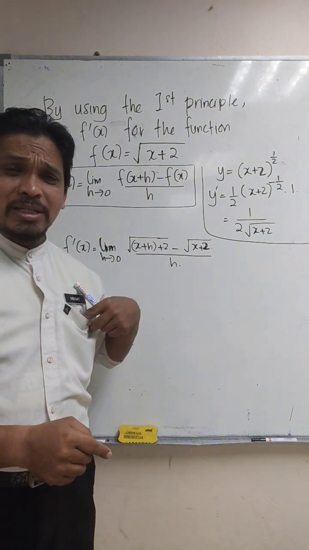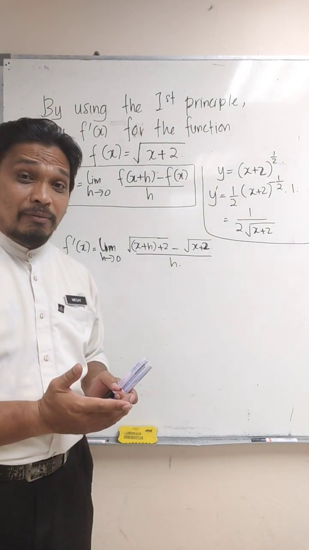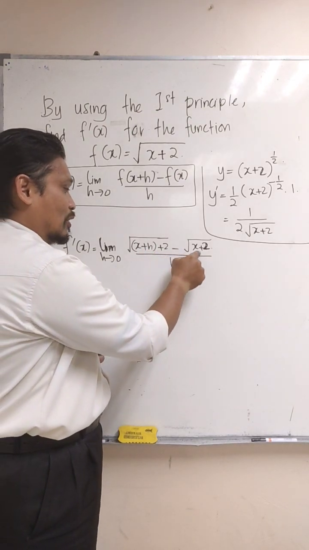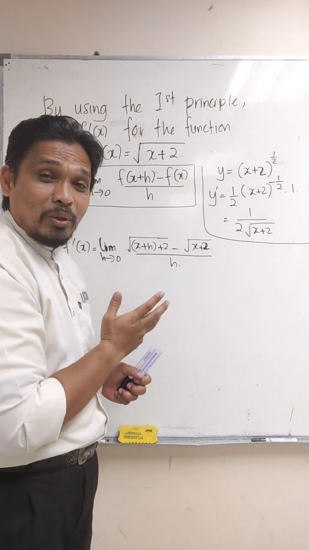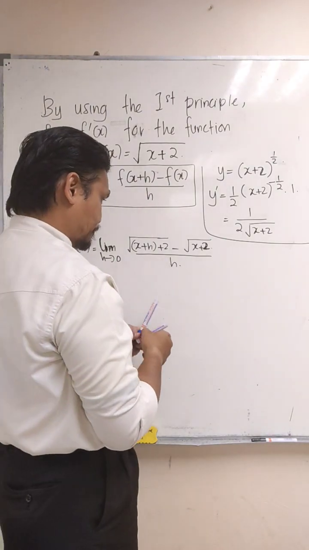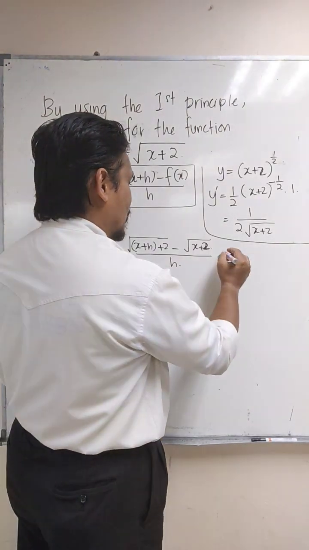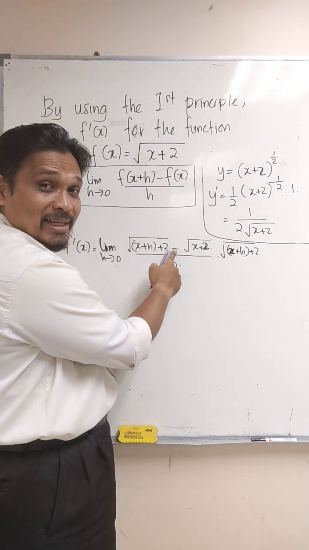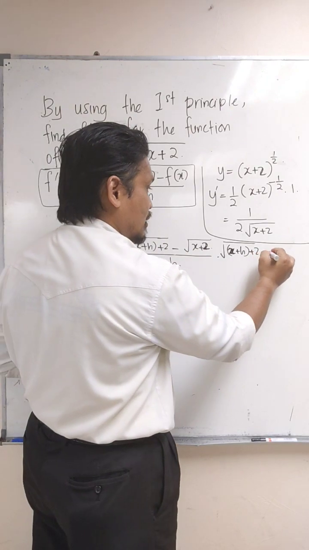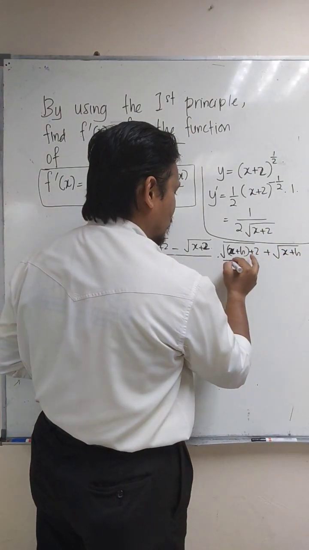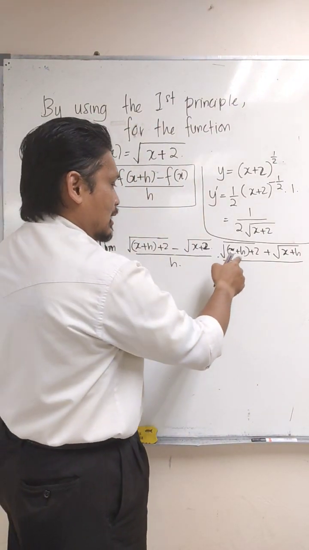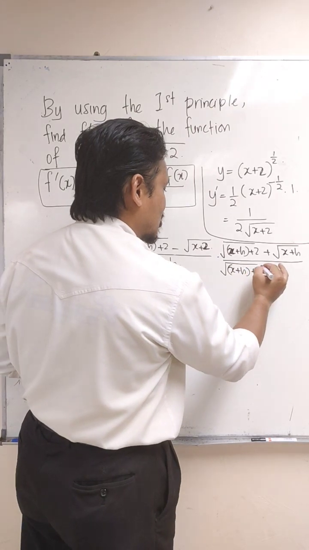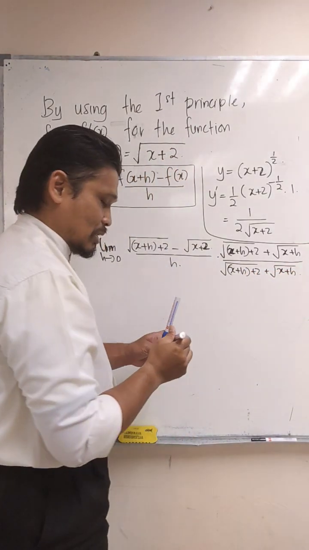But class, for this kind of question, we need extra work. We're going to look at these two, square root of x plus h plus 2 minus square root of x plus 2. We're going to come up with what we call the conjugate. The conjugate means that here, multiply. Then we have square root of x plus h plus 2. Look at this, we have negative here, so here comes positive square root of x plus 2. Then down in the denominator, we also write square root of x plus h plus 2 plus square root of x plus 2.